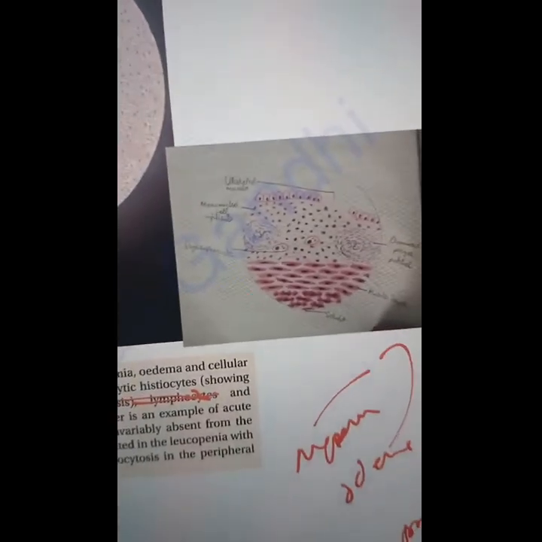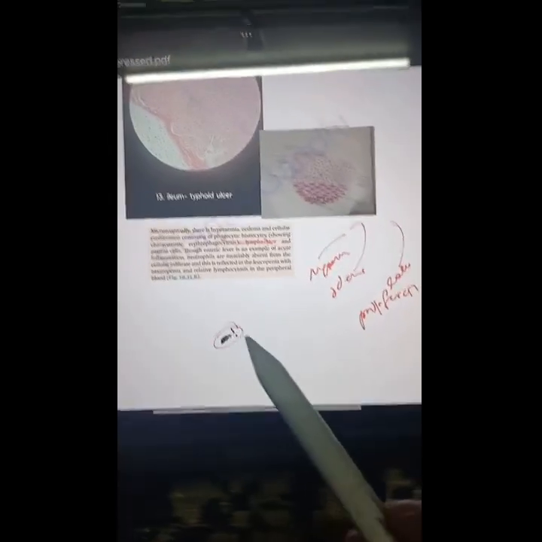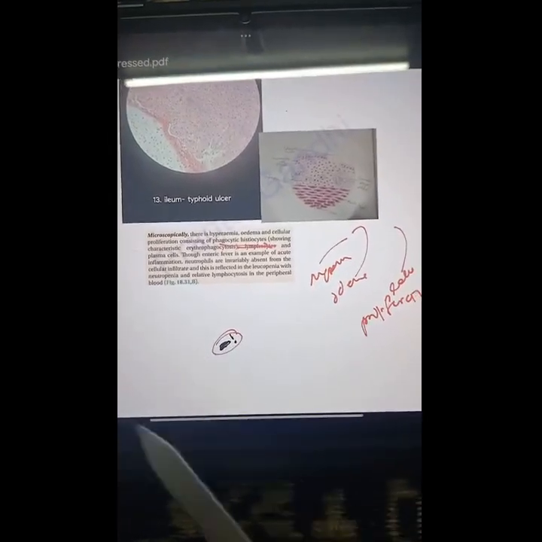Basically they show the characteristic of erythrophagocytosis. So how do they appear exactly? So the phagocytic histiocyte appears like this. So basically this is how the erythrophagocyte appears.